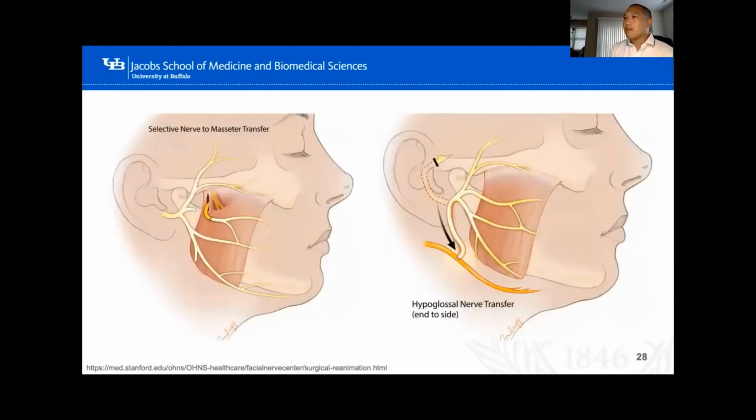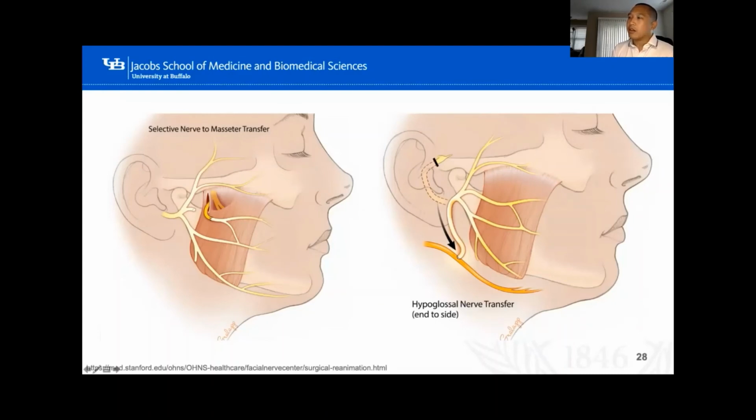And then, like I mentioned, you can borrow nerves. So on the left side, they're borrowing from the nerve to masseter, which is innervated by cranial nerve 5, and they're sending it to one of the buccal branches. So what happens is if the patient bites down, the nerve to masseter, which is a muscle of mastication, they can actually have a bite-driven smile. So when they bite, they'll activate these nerve fibers and have a smile.